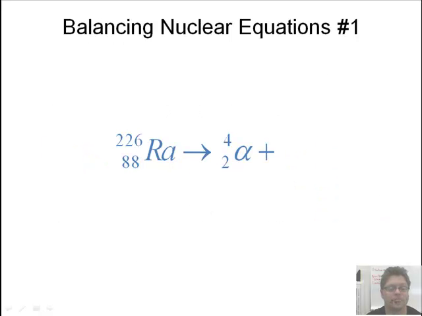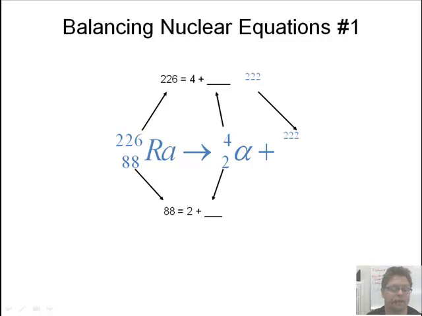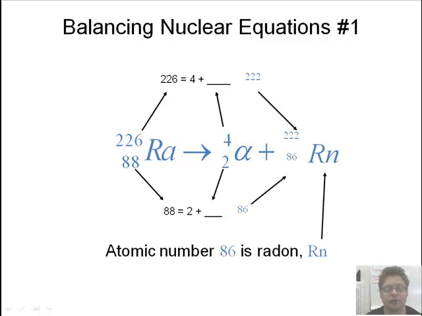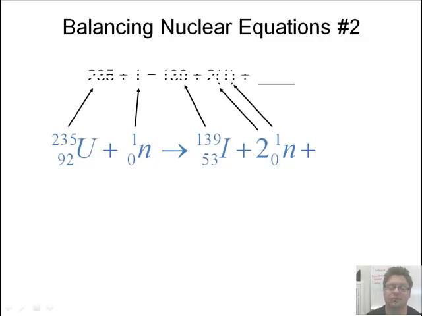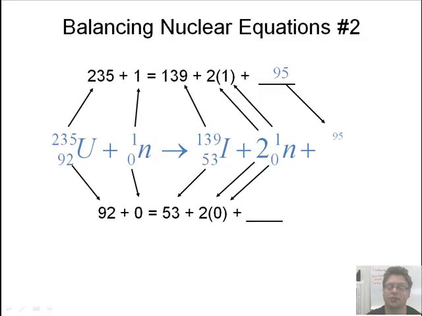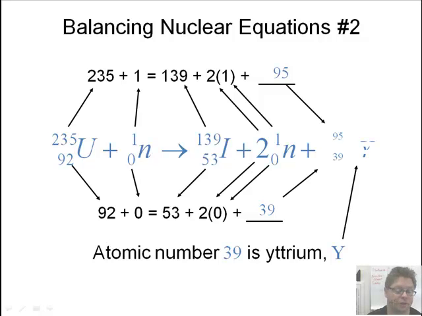Here's another one. You don't know what's going on the right side, so it's 226 equals 4 plus something. You should see now that would be 222. 88 equals 2 plus what? 86. That's where you get the numbers, and you get the symbol. Here's another equation. It's got something missing. You set it up. 95 must be the mass number. You add up the bottoms. 39 must be the atomic number. That's yttrium.